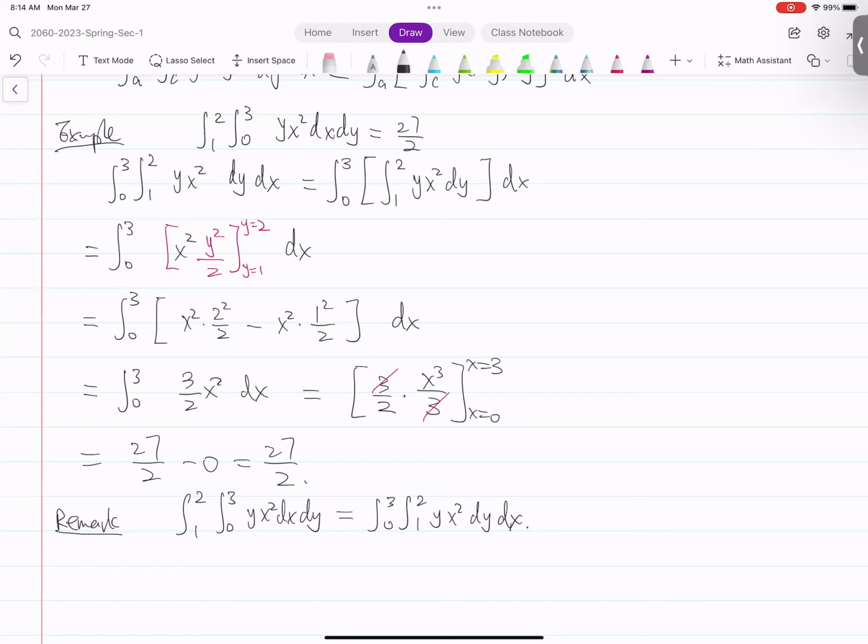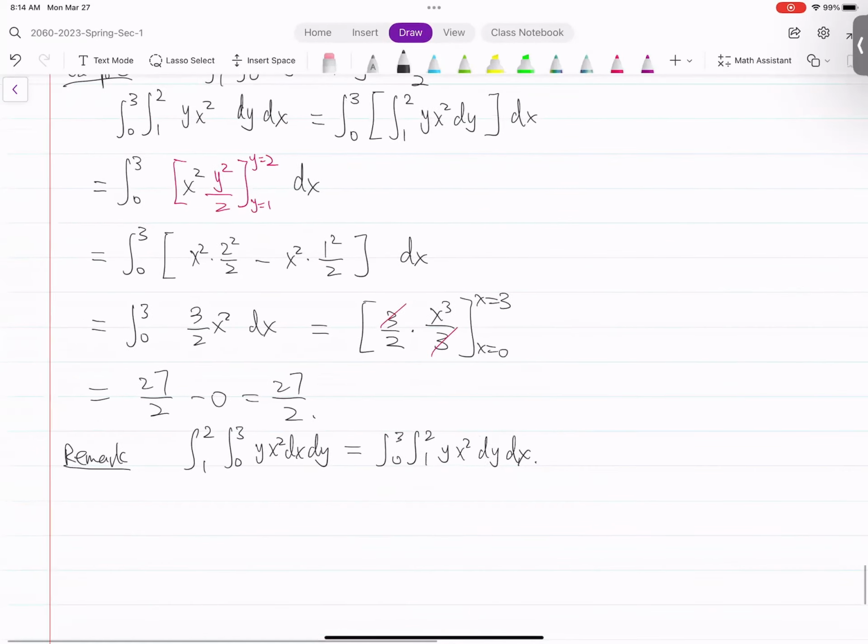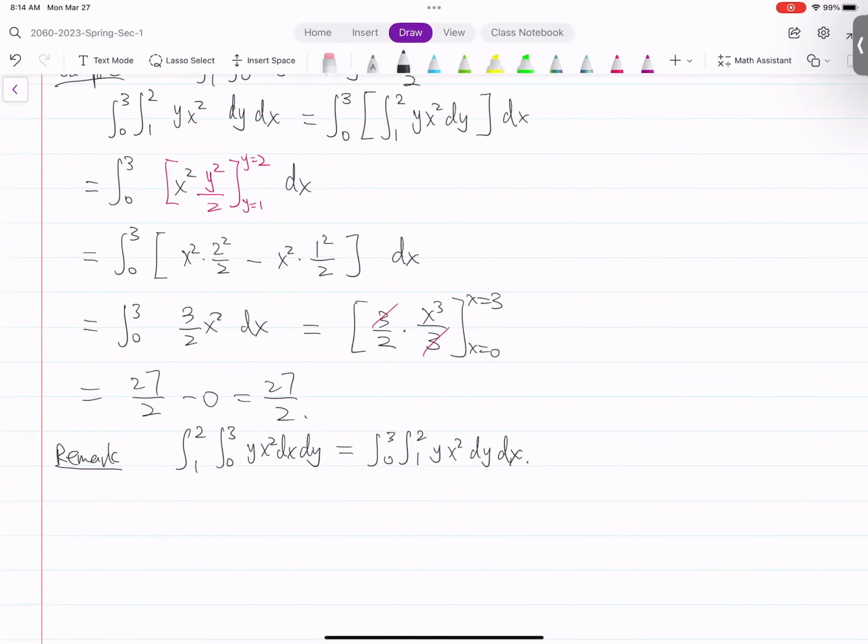And at least for this function, y x squared, that we're integrating on the rectangle that we have specified, the integral is giving you the same result. So here comes the theorem. If the function here is relatively nice, then you actually can interchange the order of integration on a rectangle. So this theorem is called the Multivariable theorem.